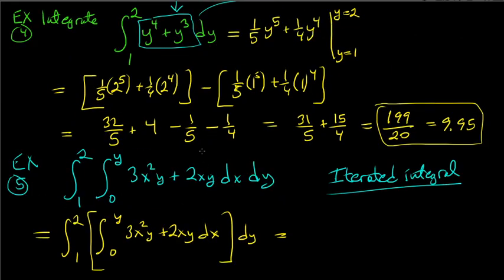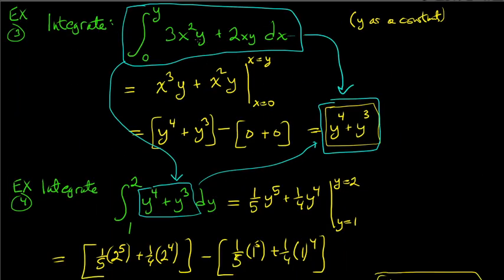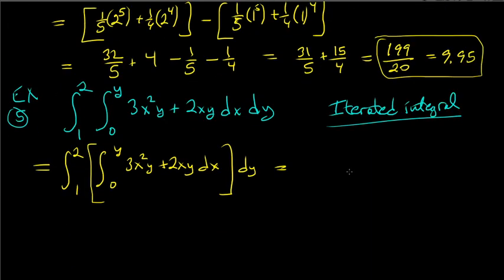Right. In fact, we don't have to. We did it already. That was example 3 here. And we got y to the fourth plus y cubed. So we haven't done the integral from 1 to 2 yet, right? We just get y to the fourth plus y cubed, and then this integral is with respect to y.